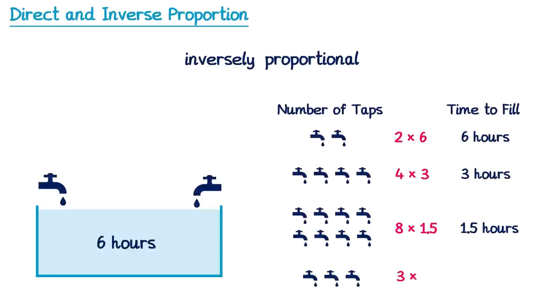So we know we've got 3 taps, and we need to multiply it by something to get 12, well 3 times 4 is 12. So 3 taps would actually take 4 hours. When things are related in this way, where they multiply to give a constant number every time, we say they're inversely proportional to each other.